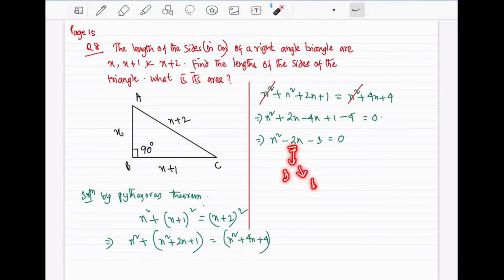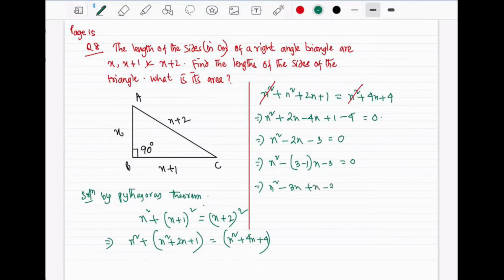What to do? Addition or subtraction? This sign indicates that it should be subtraction. So here, continue further. X square minus 2x is split into 3x minus 1x. Minus 3 is equal to 0. Okay, let me do it a little bit fast because you have already done the factorization middle term splitting in class 9, right? X square minus 3x plus x minus 3 is equal to 0.